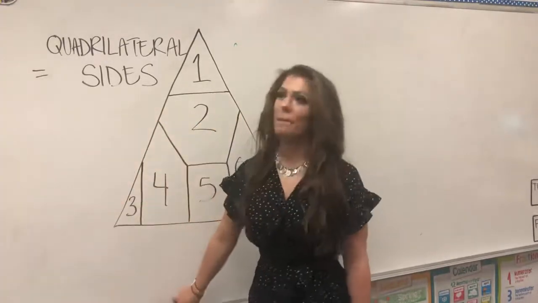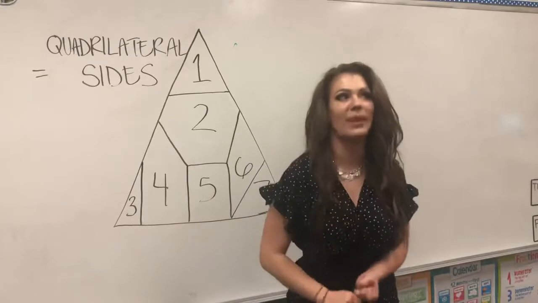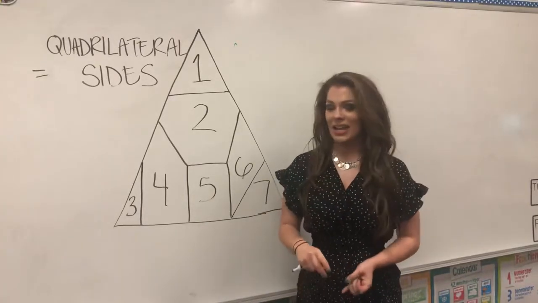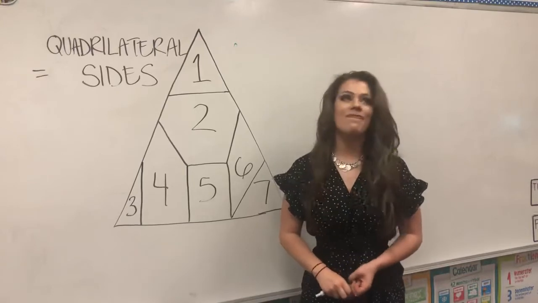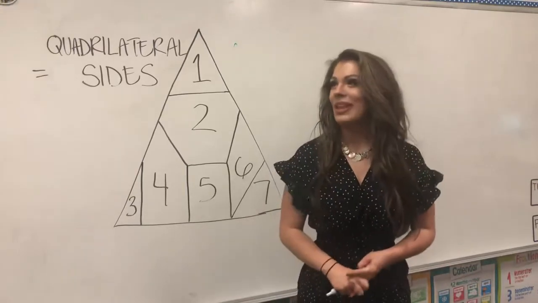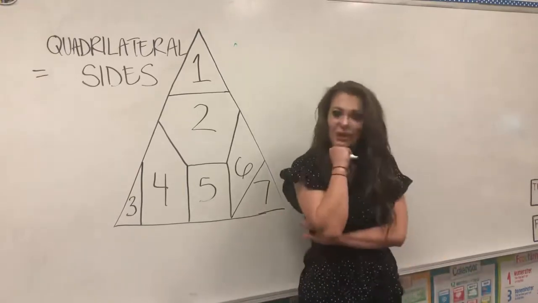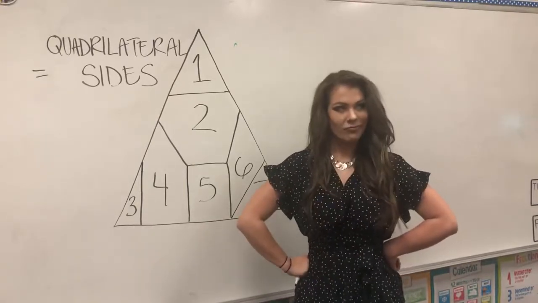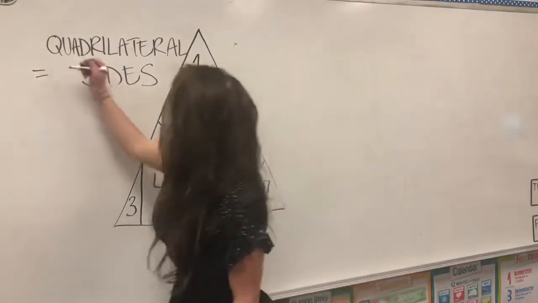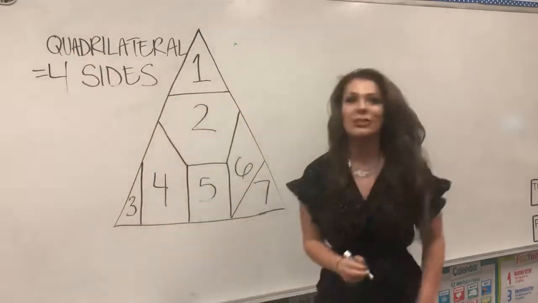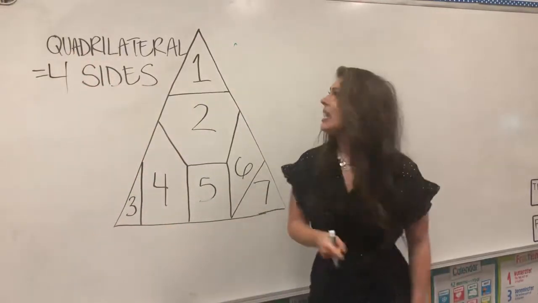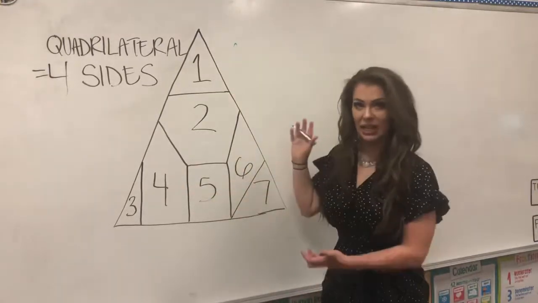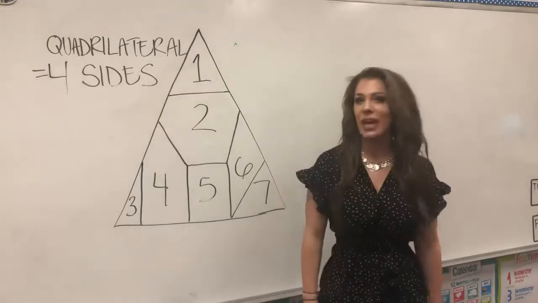Do you remember? Well, let me think about my examples of a quadrilateral. I have a rhombus and a square, a parallelogram, and a rectangle. What do all those have in common? How many sides do they have? 4, that's right. 4 sides. So, your task today is to find out which one of these 7 shapes located in this triangle are quadrilaterals.